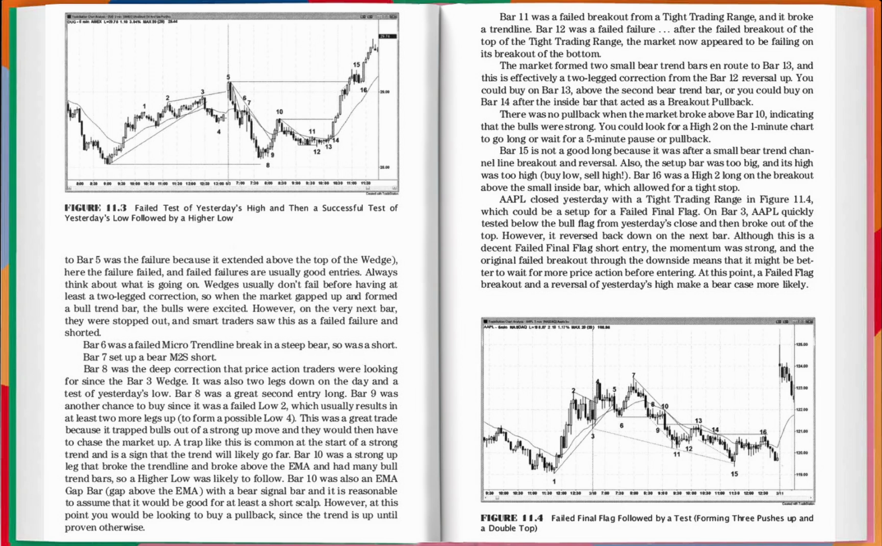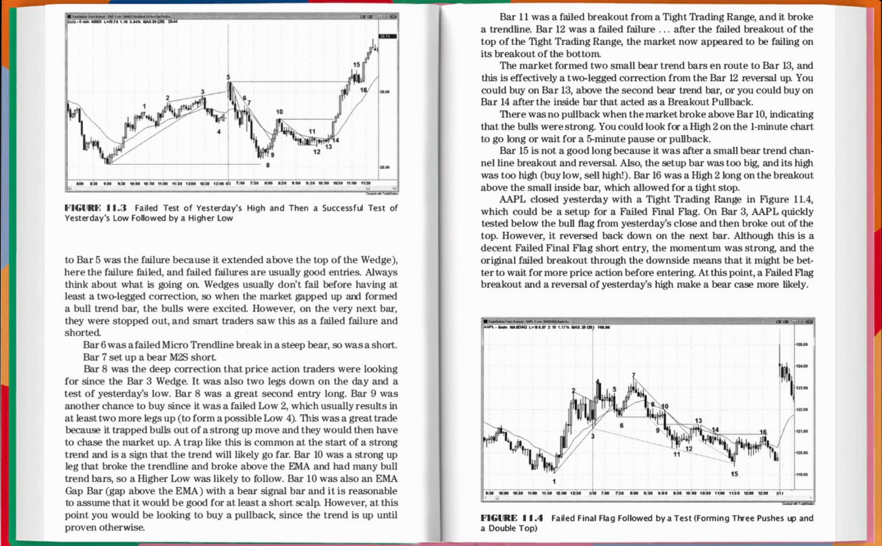This was a great trade because it trapped bulls out of a strong up move, and they would then have to chase the market up. A trap like this is common at the start of a strong trend and is a sign that the trend will likely go far. Bar 10 was a strong up leg that broke the trend line and broke above the EMA and had many bull trend bars, so a higher low was likely to follow.